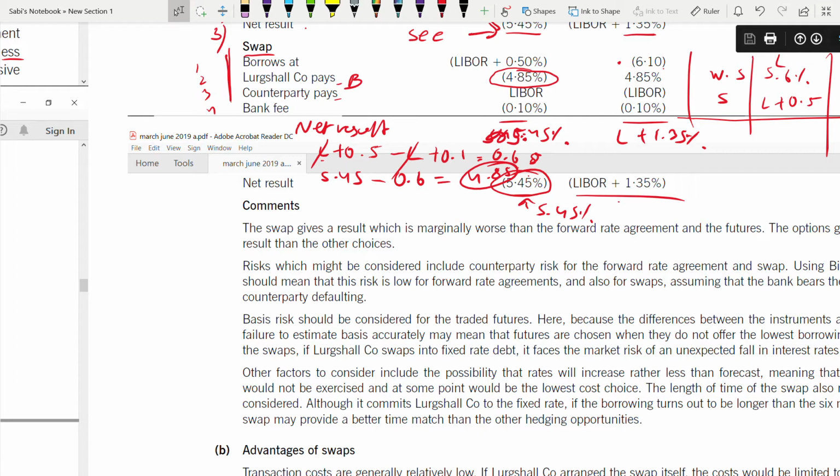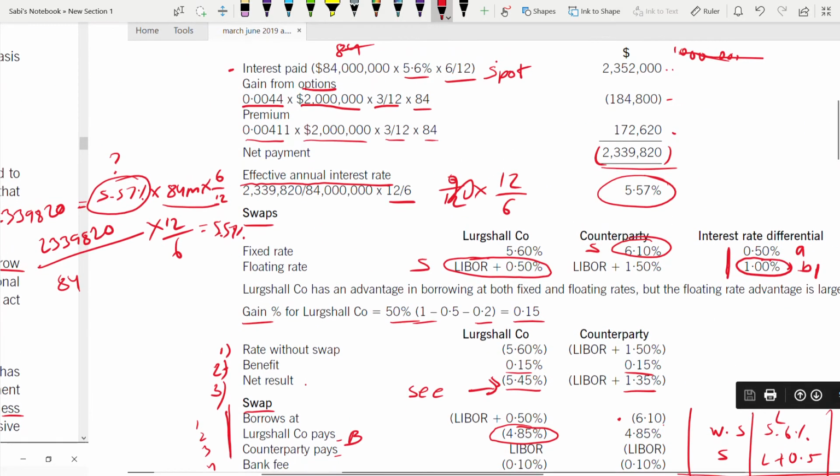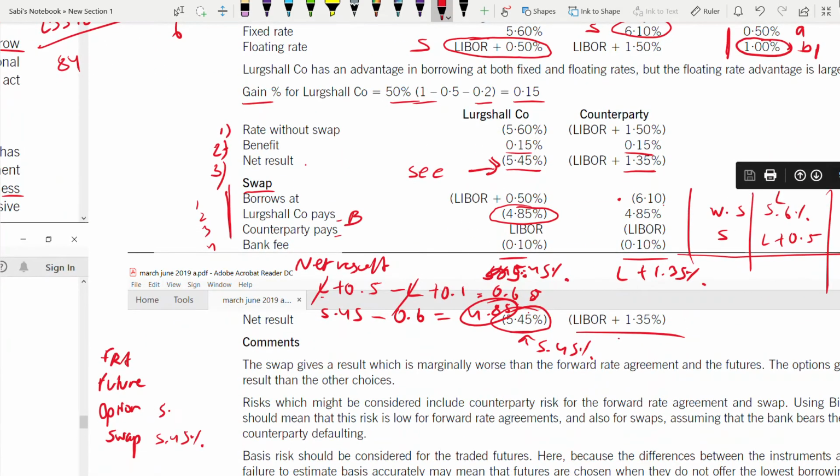Rather than going and scrolling through pages and searching for the number, just make a table and write all: FRA, future, option, swap. Write all the numbers. Swap it is 5.45%. Option it is 5.57%. Future it is 5.3 something, 38% and 36%.